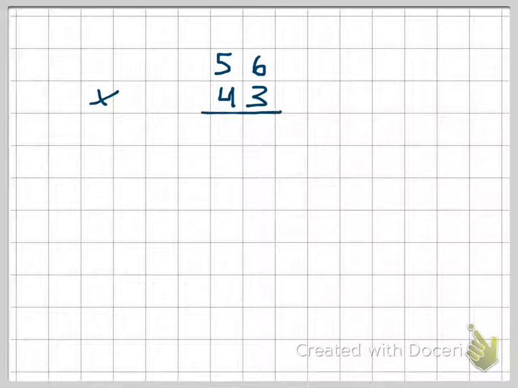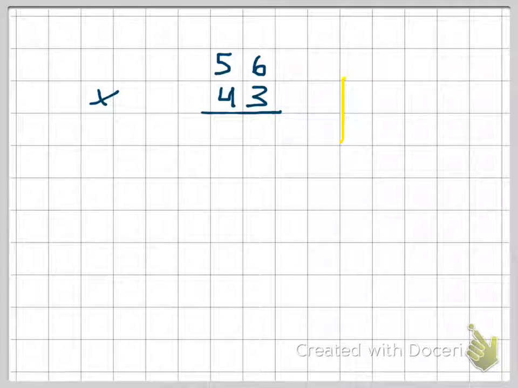We'll try 56 times 43. So the first thing you can do is pause the video and give it a go yourself. Okay, so when I'm doing this, the first thing to know is that this is really the same as the area model. 56 times 43.